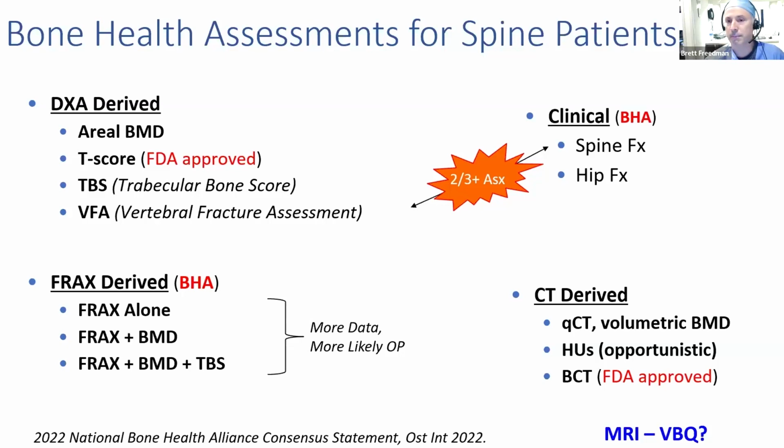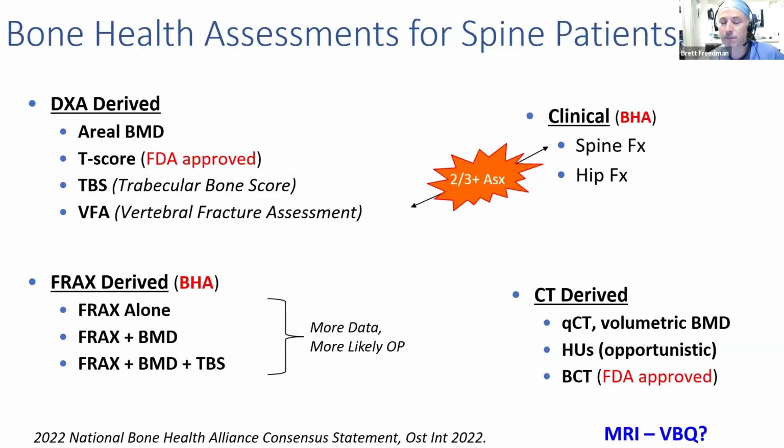You have the predictive way, so the FRAX developed out of Sheffield, England, in which a series of 12 questions gives you a risk of having either a major osteoporotic or a hip fracture in the next 10 years. You can use clinical diagnosis. If you have a spine fracture or a hip fracture that is of a fragility mechanism, then you have osteoporosis. But unfortunately, 2/3 of spine fractures are asymptomatic, and so you've got to look for those. And we'll tell you again ways you can do that.